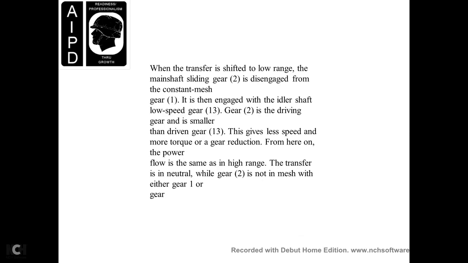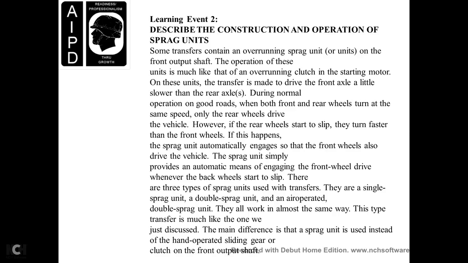That might cause damage. When the transfer is shifted to low range, the main shifting sliding gear 2 disengages from the constant mesh gear 1 and engages the idler shaft low speed gear 13. Gear 2 drives gear 13, which is a gear smaller than the driven gear. This gives less speed with more torque, a gear reduction. The power flow is the same as the high range. In neutral, gear 2 is not in mesh with either gear 1 or gear 13.